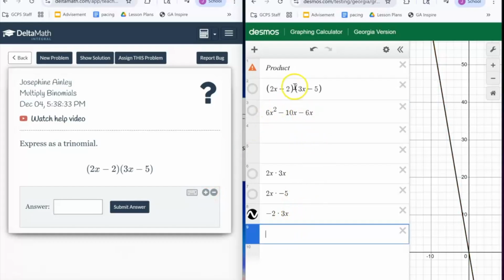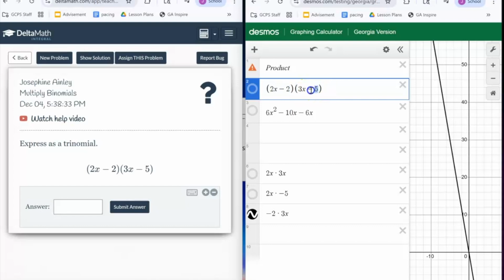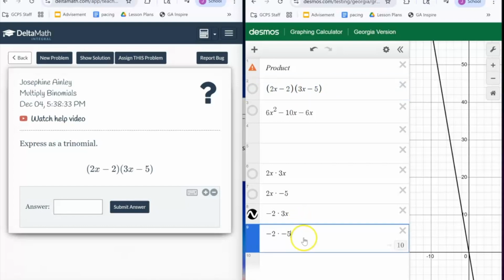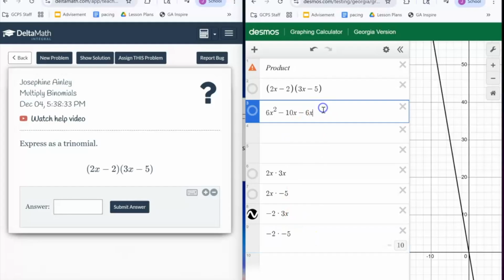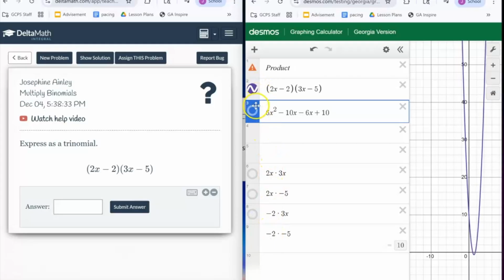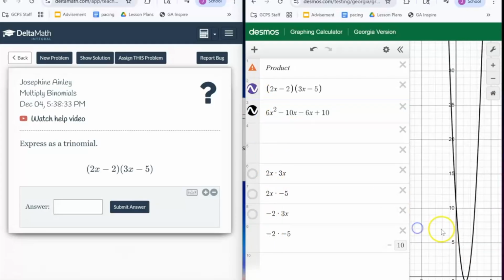My last multiplication is negative 2 times negative 5. And that gives me positive 10. And again, if I've done all of this right, so if I did my 4 multiplications correctly, this is going to match this, which it does. So because those match, I know that I'm good.